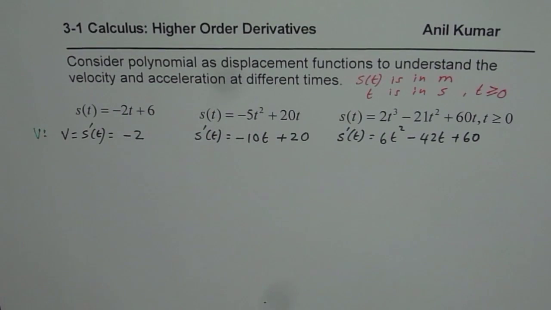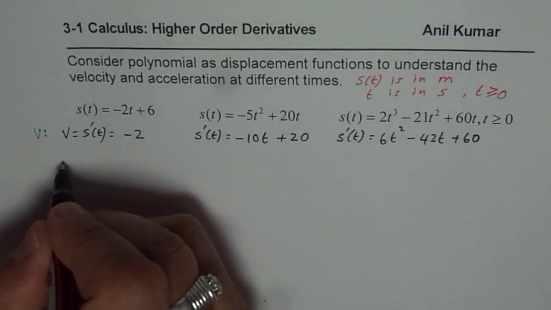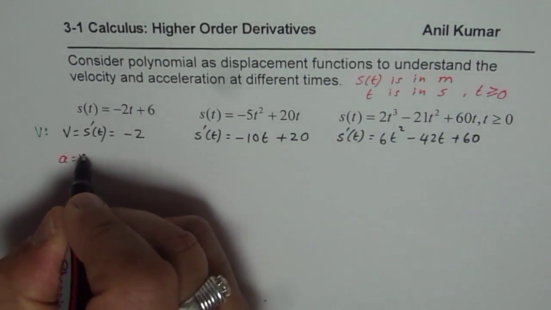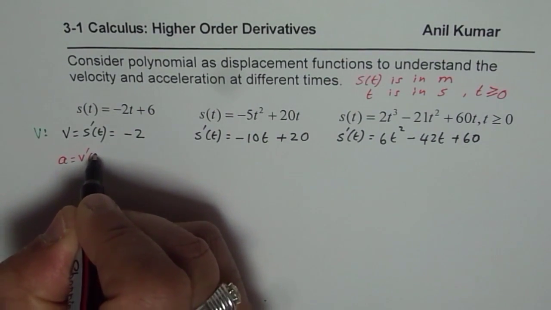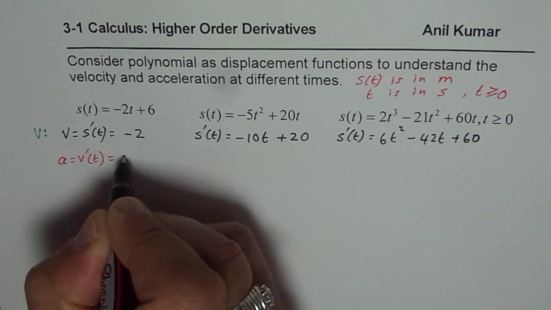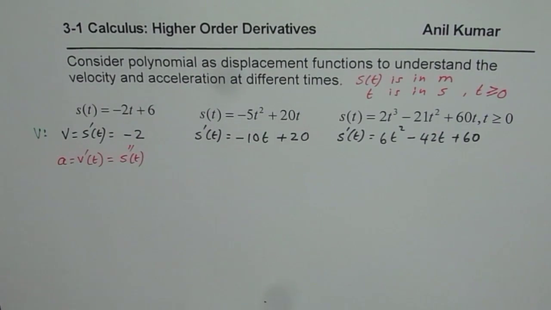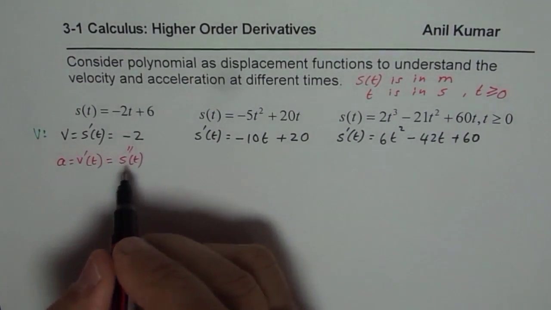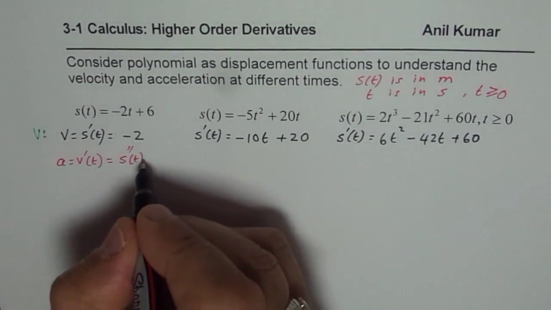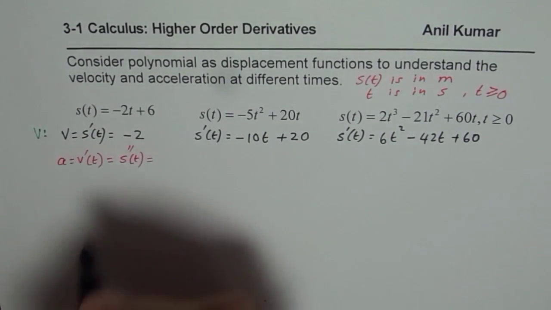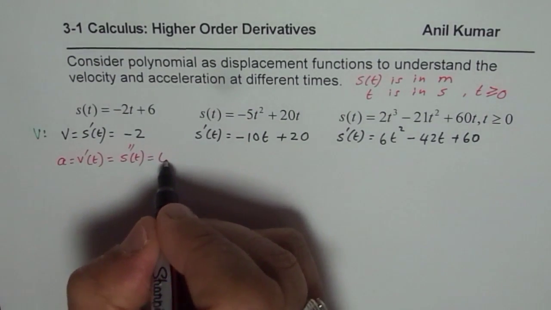Now let us write down how the acceleration will be. Acceleration equals the derivative of velocity, which you could say is the second derivative of displacement, and that is what we mean by higher order. So we'll take the second derivative of displacement from now onwards for all three functions. For the first, it is a constant, so it is going to be 0.